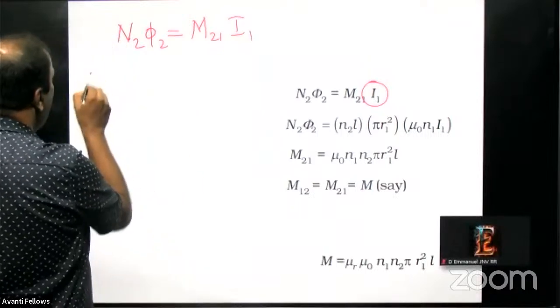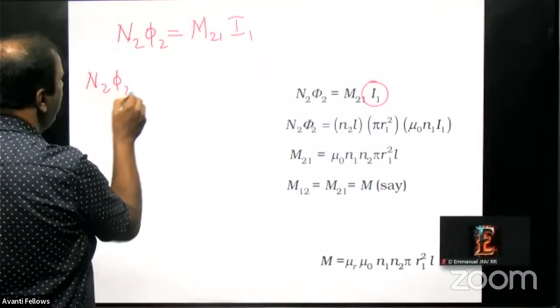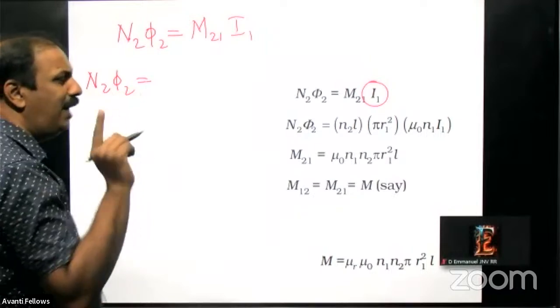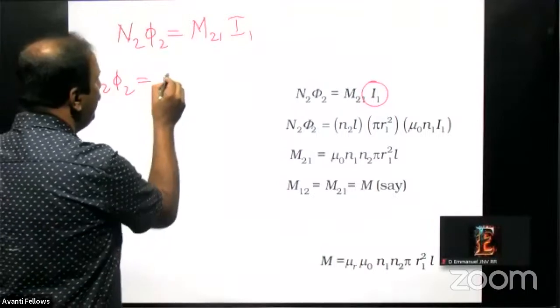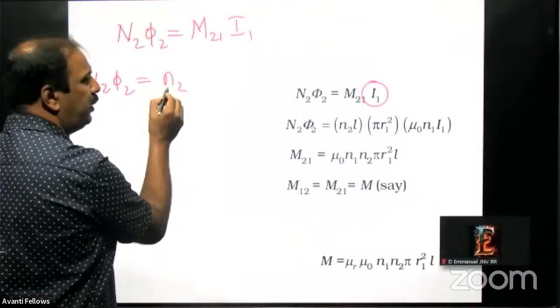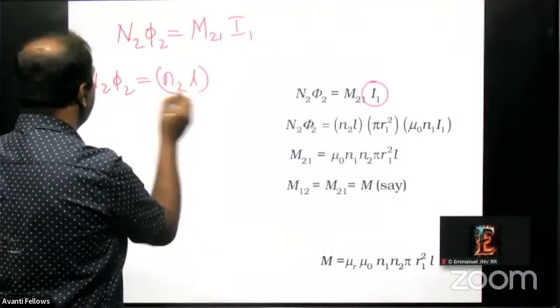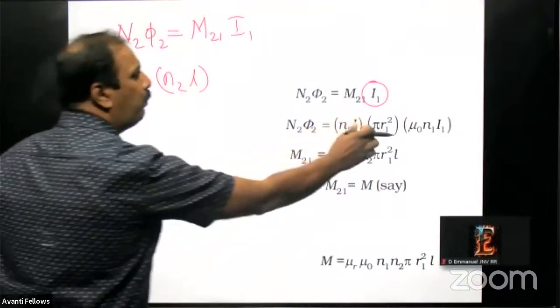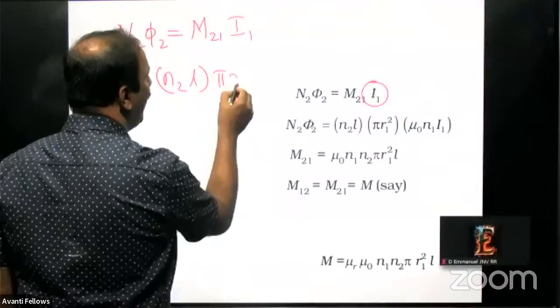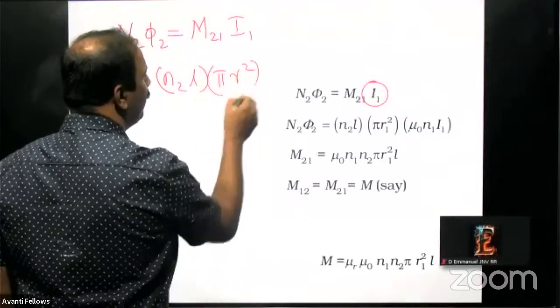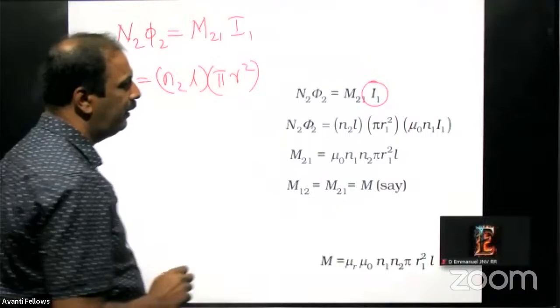So same thing, you will go N2 phi2. N2 means number of turns in the big coil. So that will be N2. That is, this is number of turns per unit length into length. This is N2 into pi R1 square. Okay, I will write pi R square. Whether 1 or 2, we will decide later.